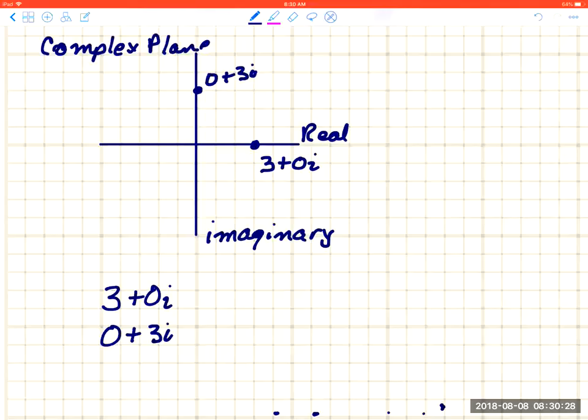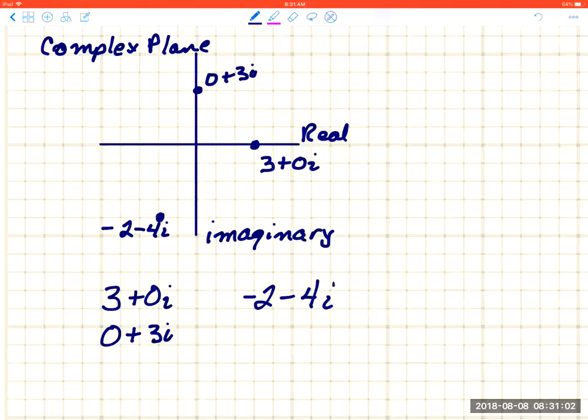So how would I graph, do you suppose, something like -2 minus 4i? Well, hopefully you answered that there's a real part of -2 and an imaginary part of -4. So I would go to -2, -4 on the plane, and that would be the location of -2 minus 4i.